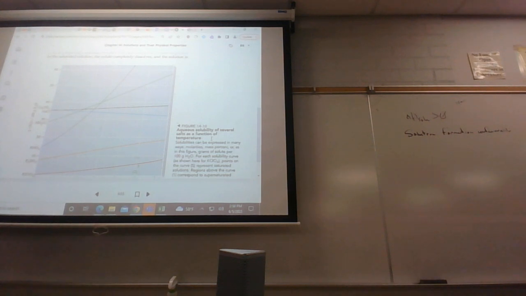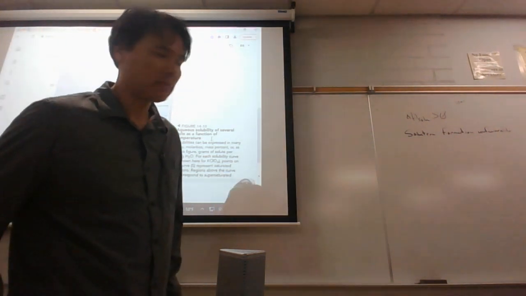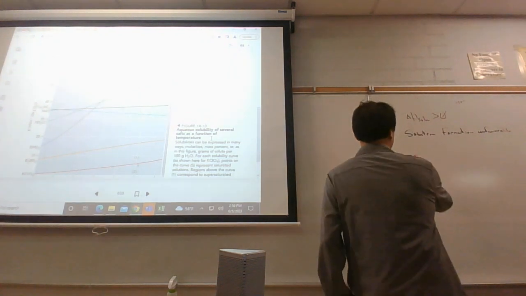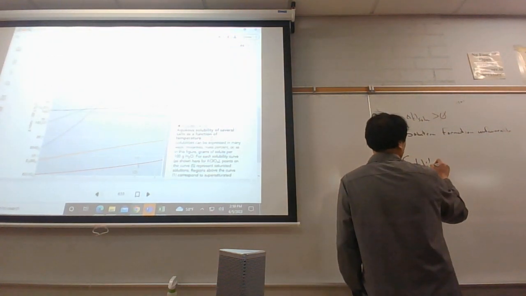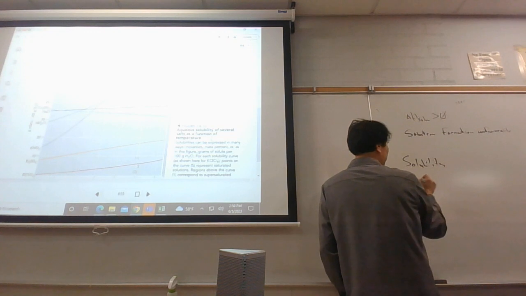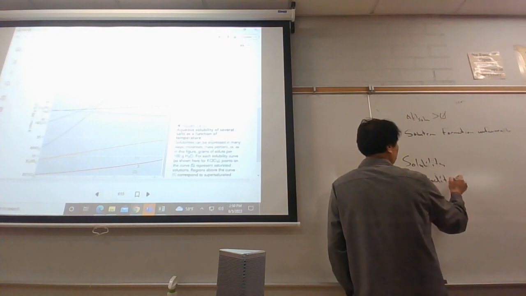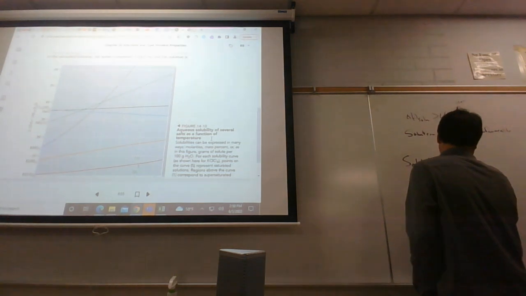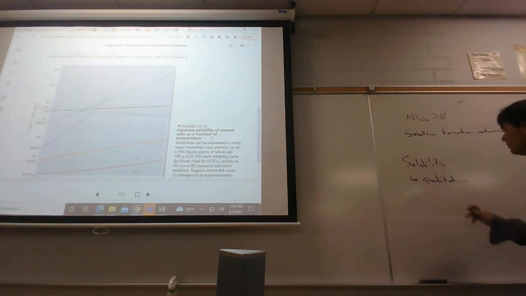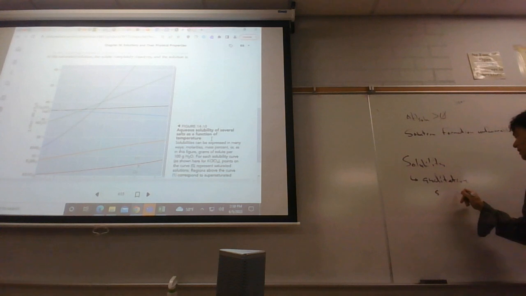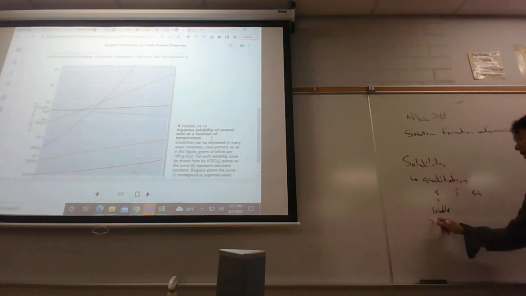Now solubility has two different definitions. The first one is qualitative. For qualitative, we have three: S, I, and SS. S stands for soluble. Soluble means greater than 0.1 molar solute. 0.1 moles of solute can dissolve in a liter of solution.